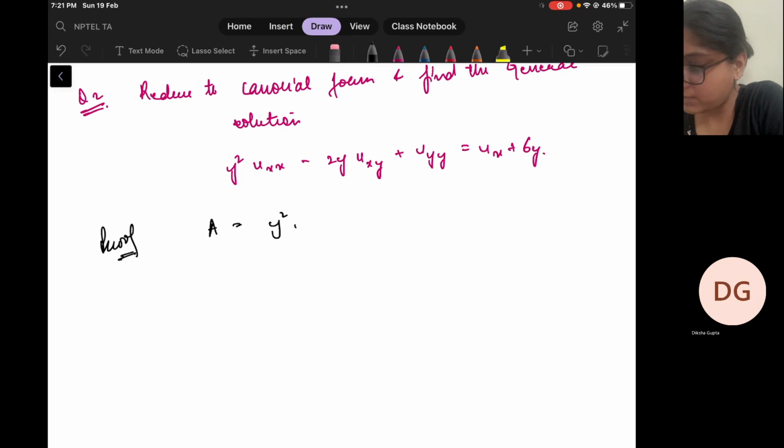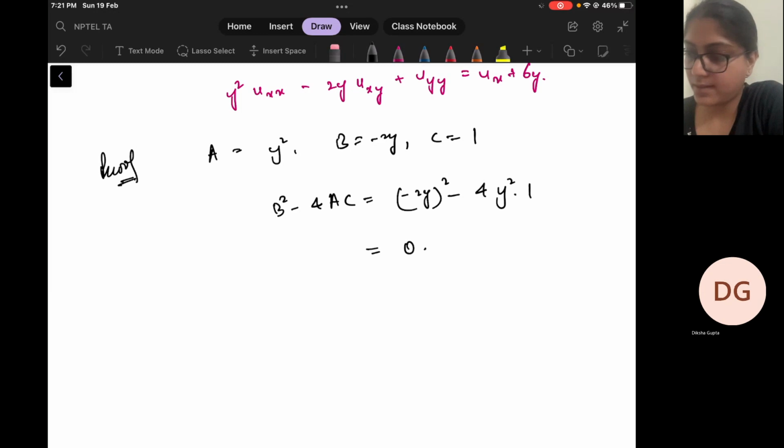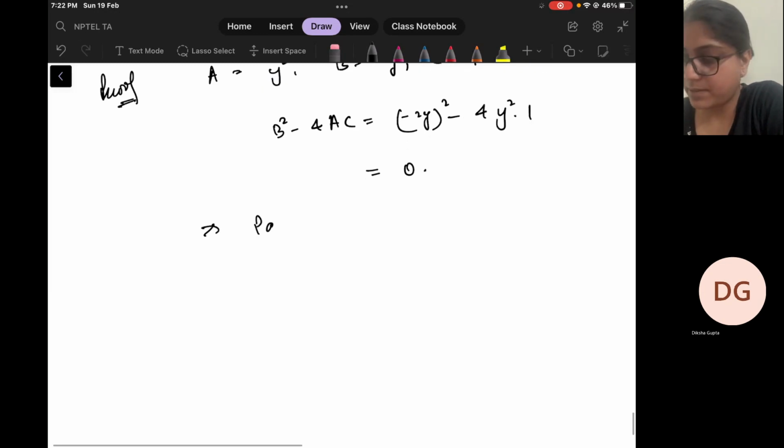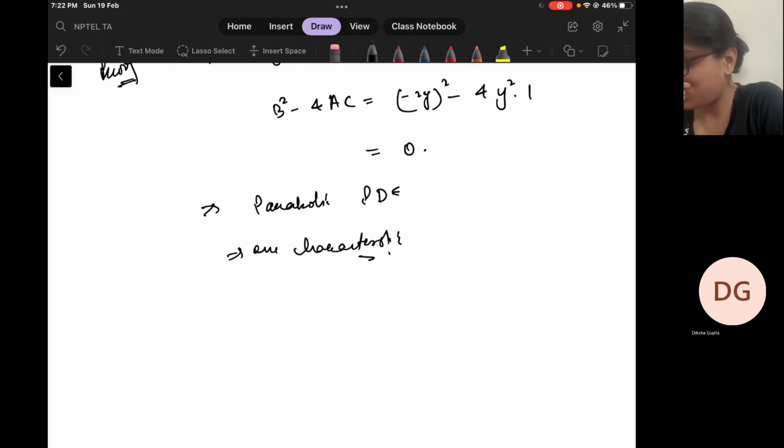So here a is y², b is minus 2y, c equals 1. b² minus 4ac is (2y)² minus 4y²·1, which is 0. So this implies a parabolic PDE and implies one characteristic, because the discriminant will be 0 and we get two repeated roots, basically one root.